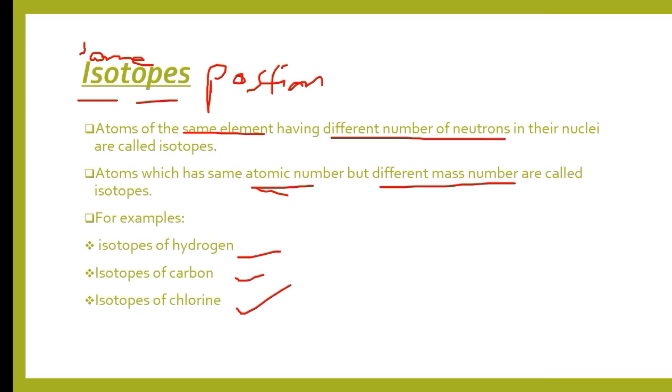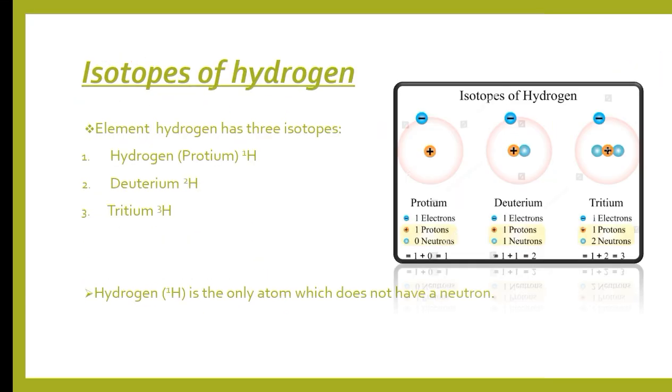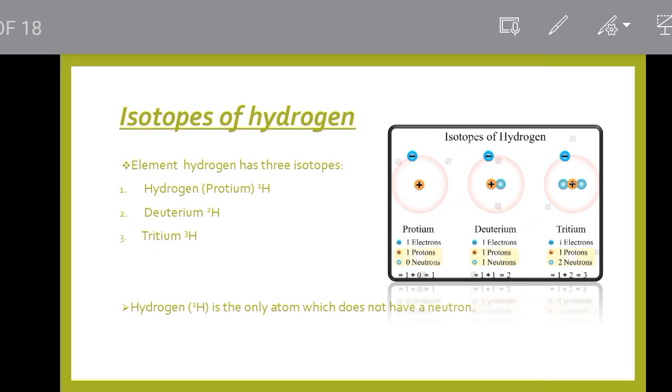Now we will move to these isotopes, like the isotopes of hydrogen. We already learned that hydrogen has 3 isotopes. These are named protium, deuterium, and tritium. Their structure is as follows. Protium is the isotope that has 1 electron, 1 proton, and 0 neutrons.